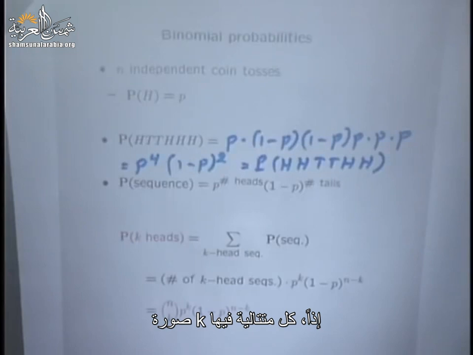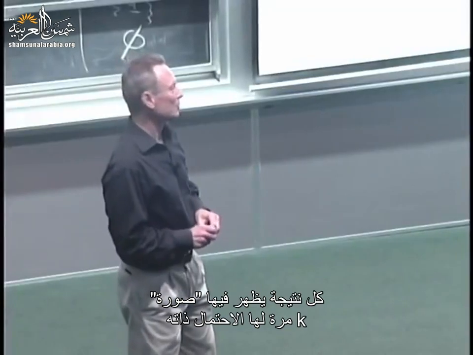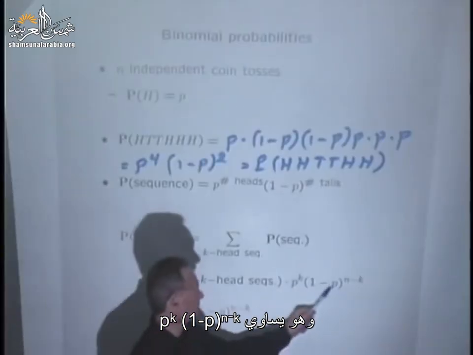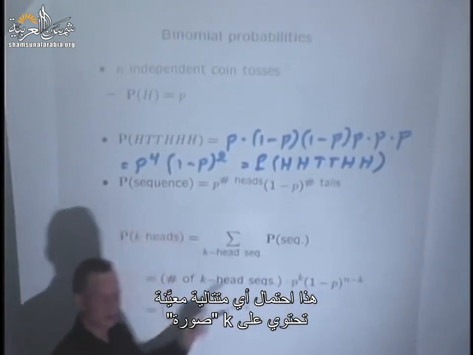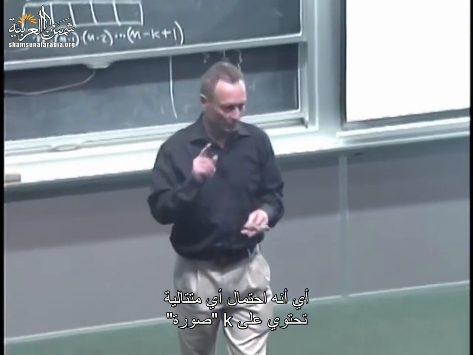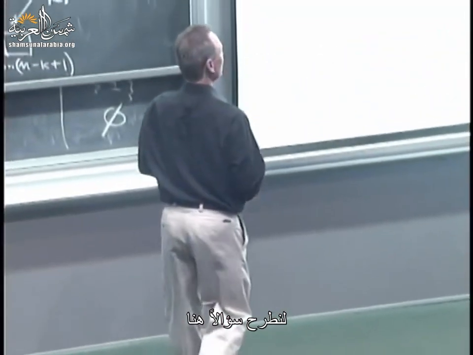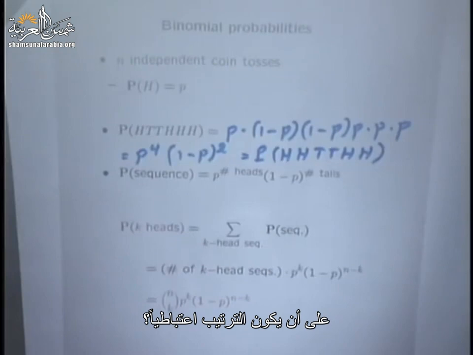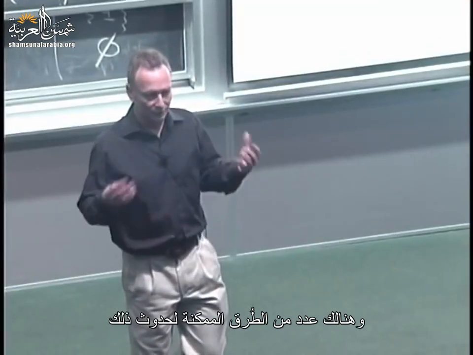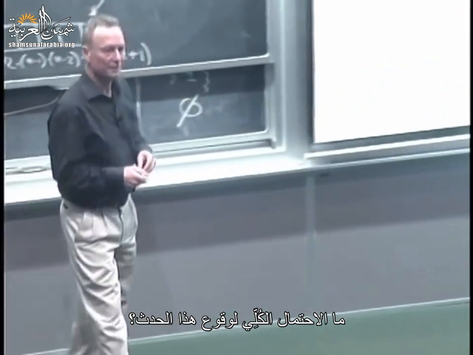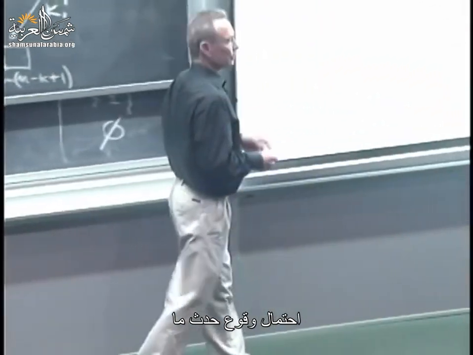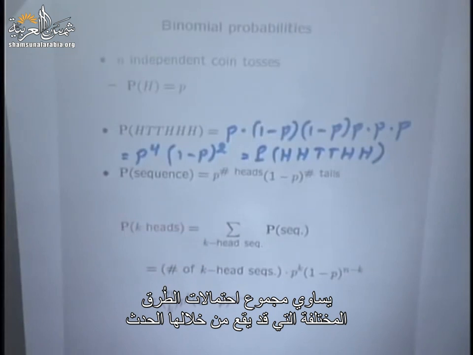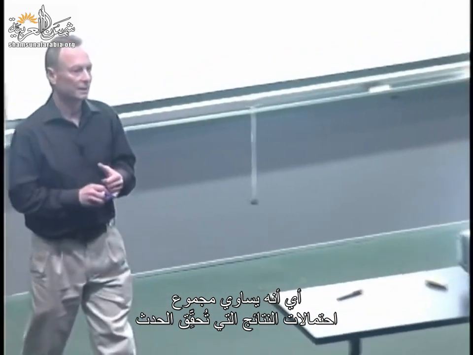So every k head sequence, every outcome in which we have exactly k heads, has the same probability, which is going to be p to the k, 1 minus p to the n minus k. This is the probability of any particular sequence that has exactly k heads. So now let's ask the question, what is the probability that my experiment results in exactly k heads, but in some arbitrary order? So the heads could show up anywhere. So there's a number of different ways that this can happen. What's the overall probability that this event takes place? So the probability of an event taking place is the sum of the probabilities of all the individual ways that the event can occur. So it's the sum of the probabilities of all the outcomes that make the event happen.